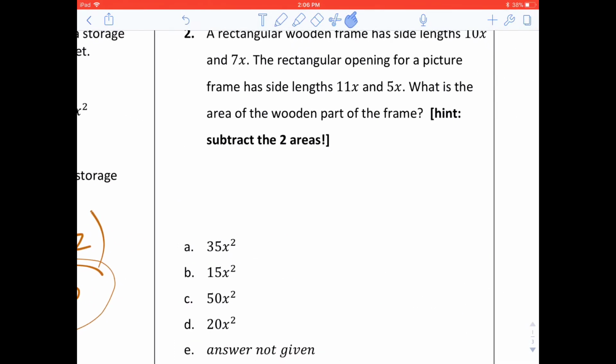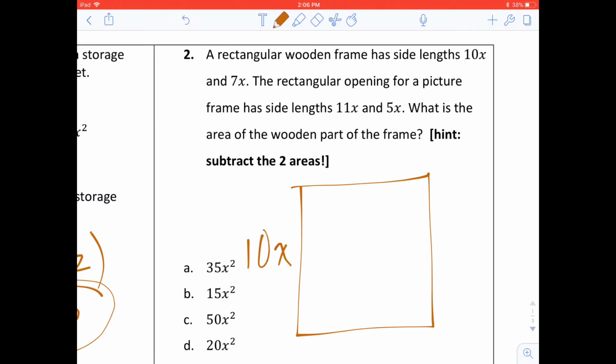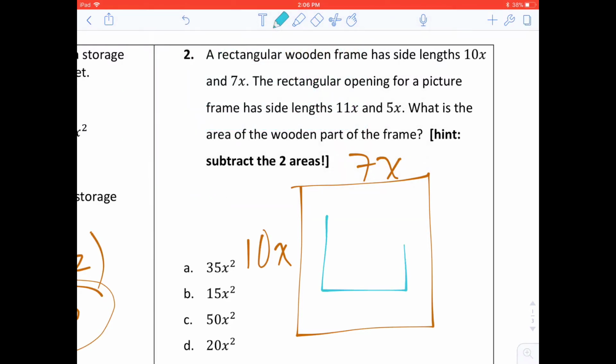Question 2, you have a rectangular wooden frame. So we're going to draw us a little rectangular frame here. And it has side lengths of 10x and 7x. So we'll just say 10x and 7x. And then the rectangular opening for a picture, and they give us these dimensions here, is 11x and 5x.